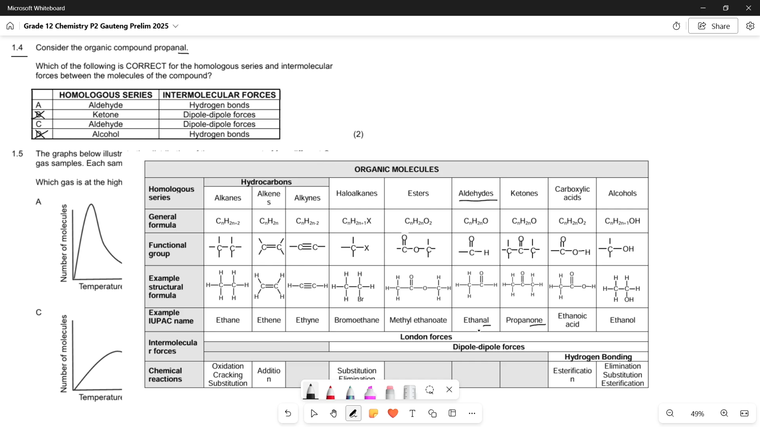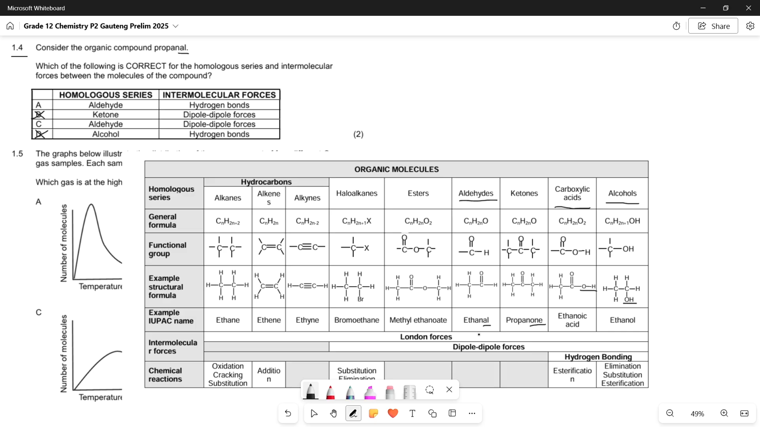And as we can see here on the sheet at the bottom, we have intermolecular forces here, and aldehydes have London forces and dipole-dipole forces. They do not have hydrogen bonding. That is only for carboxylic acids because the H is directly attached to the O, and alcohols because the H is directly attached to the O.